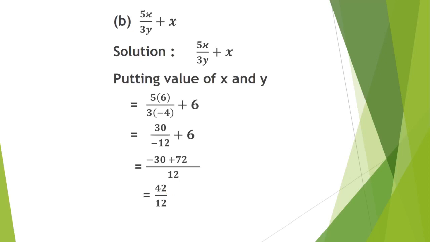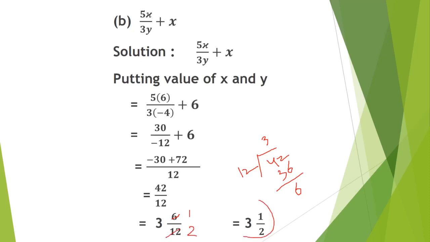So now divide 42 by 12. 3 times 12 is 36. The remaining answer will be 6. So the answer will be 6 over 12. But we can cancel out: 6 ones are 6 and 6 twos are 12. The answer will be 1 over 2.